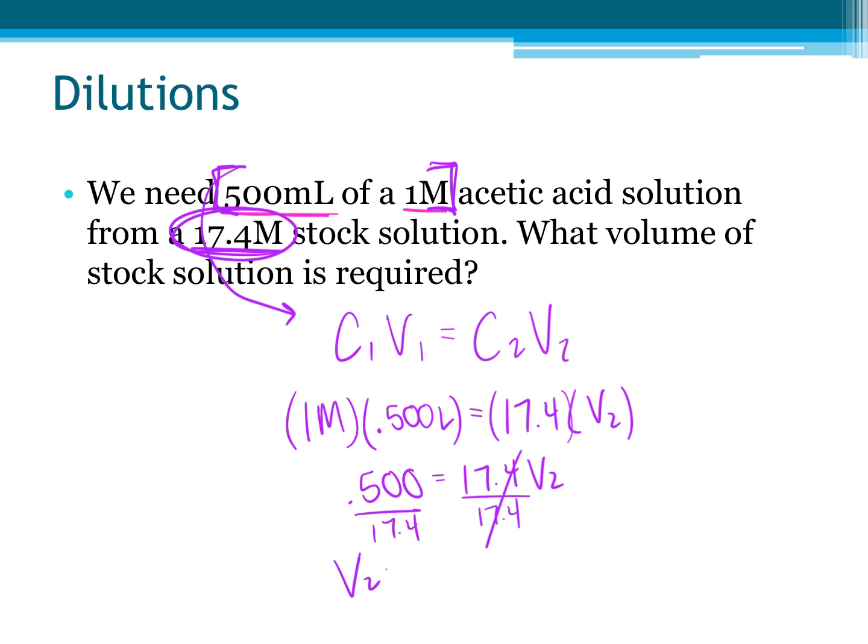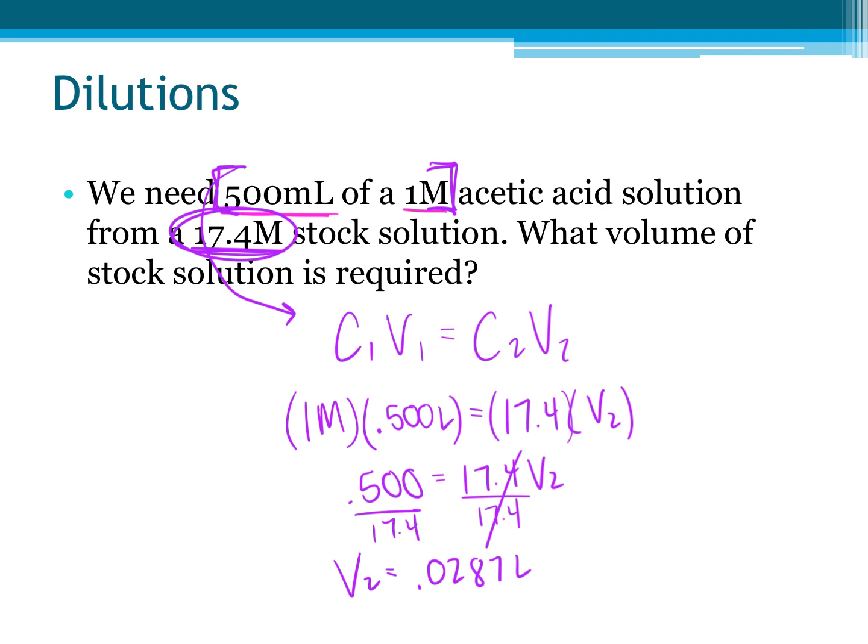So that means V2 equals 0.5 divided by 17.4. We get about 0.0287 liters. Is that similar to what you had? Okay, I want you to make sure you're running the math too. Don't just watch me run it in my calculator. I want you to go ahead and do it as well.